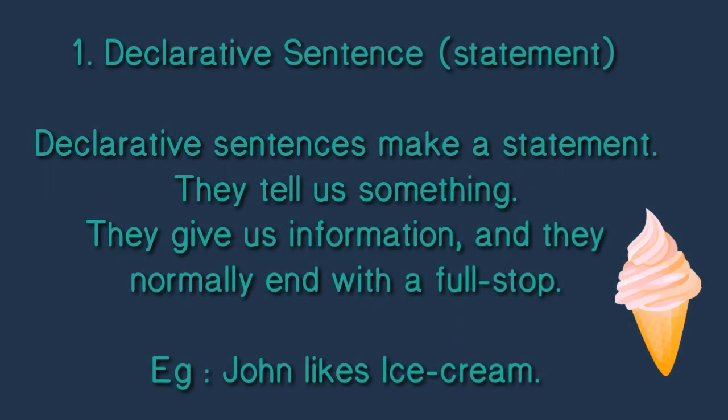First one is declarative sentence. Declarative sentences make a statement. They tell us something. That means they give us information and they normally end with a full stop. Look at this example. John likes ice cream. It's a statement. It tells us about John. It's giving information about John and it ends with a full stop. So this kind of sentence can be said to be declarative.